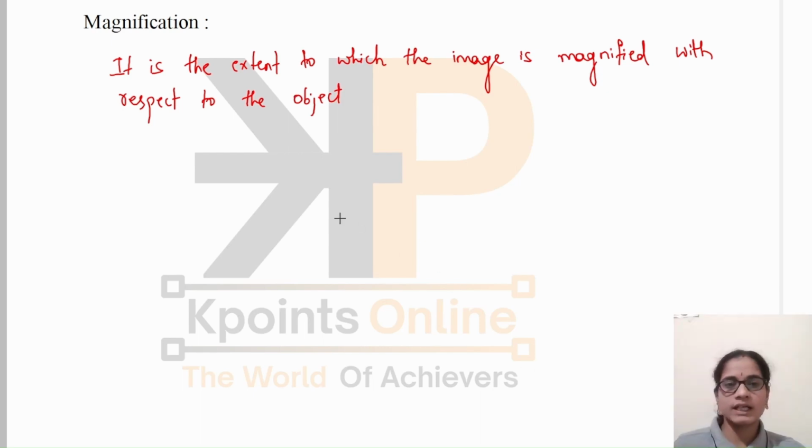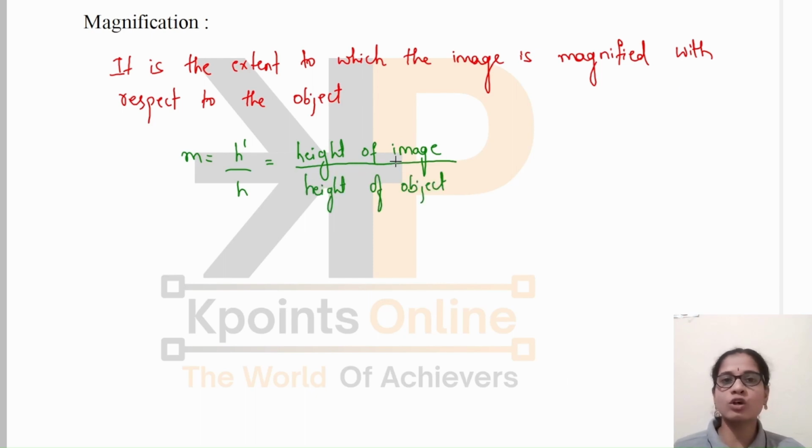And this magnification is given by the formula m = height of the image by height of the object. h' is height of image, h is height of object. And we know that always the object is placed above the principal axis. So the height of the object is always taken as positive. And height of the image, it depends whether the erect image is formed or the inverted image is formed. It depends on that fact.